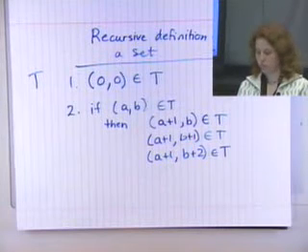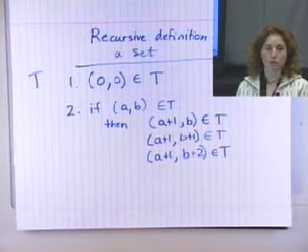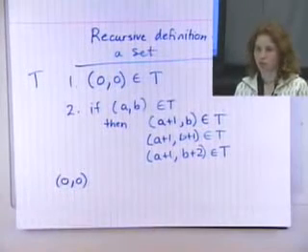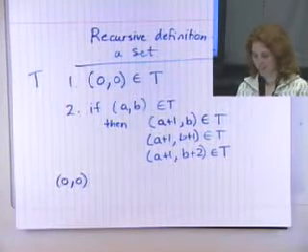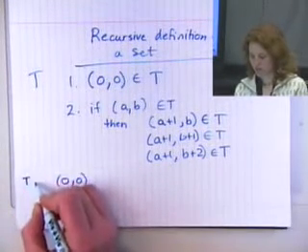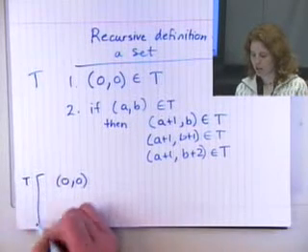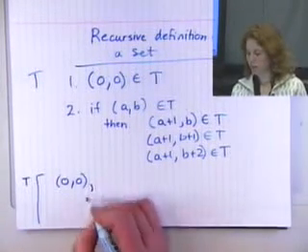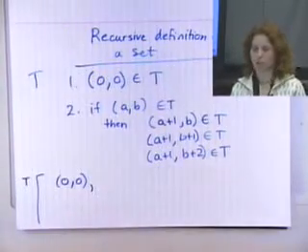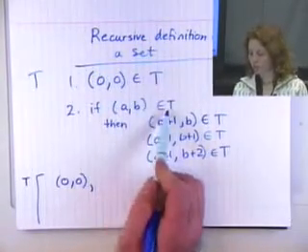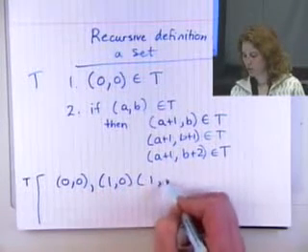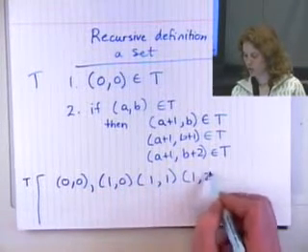Well, what's the first point in there? (0, 0). Okay, always start with the one that's given to you. So I'm just listing some things in T. I'm not going to list the whole thing because it's infinite. I can't finish that. So if (0, 0) is in there, then what does the rule tell me? It says if (0, 0) is in T, then (1, 0), (1, 1), and (1, 2) are all in there.